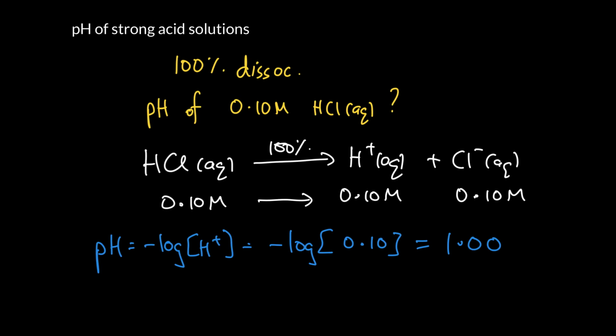Now, do you know how to calculate the pOH of that solution? You can pause the video and see if you can get the number. And the answer is, at room temperature, the pH and the pOH add to 14. So if the pH is 1, the pOH would be 13.00.